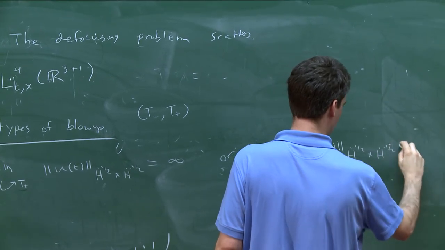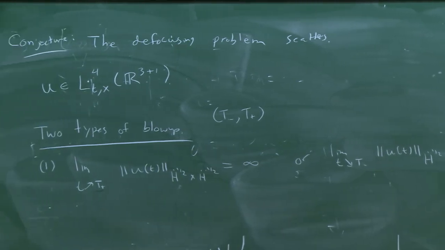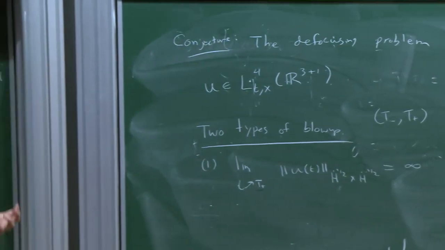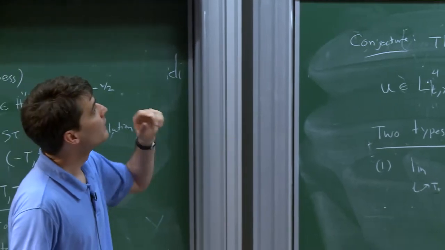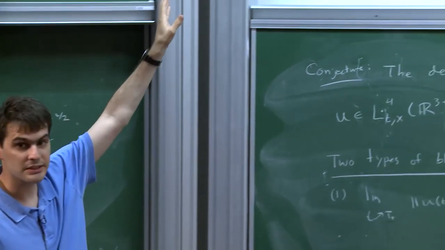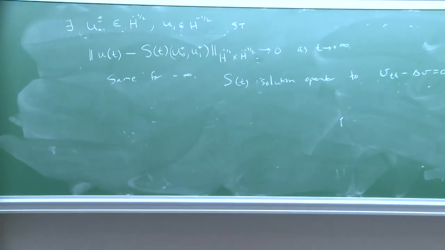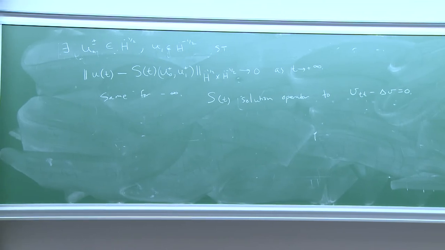And we're saying that the H 1/2 norm goes to infinity in one of those two time directions. So why is that automatically I rule out scattering, right? Because you just look at your wave operator, and you see that.